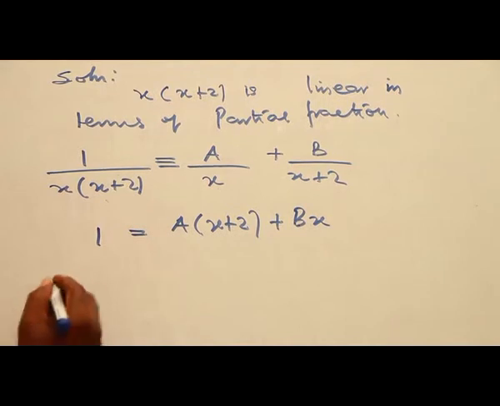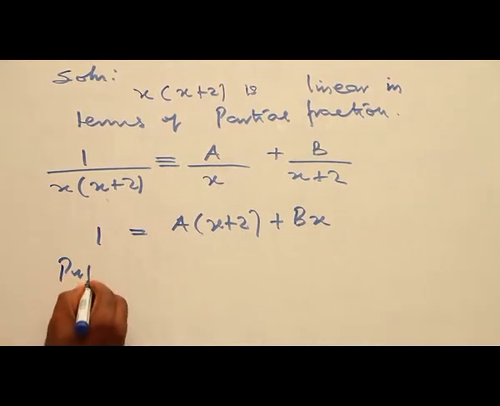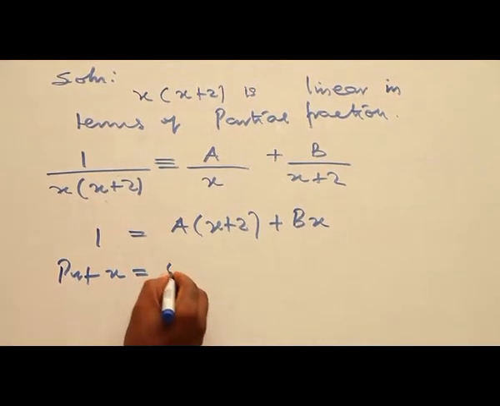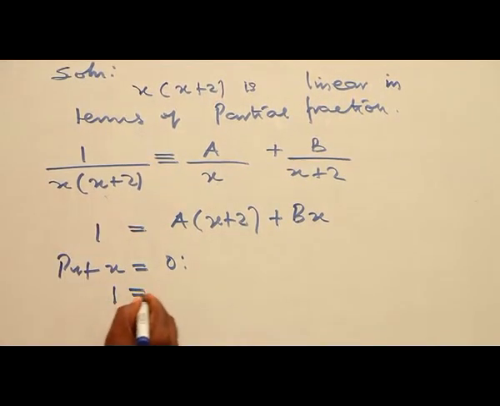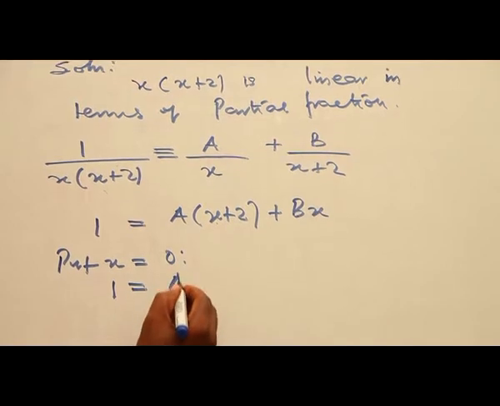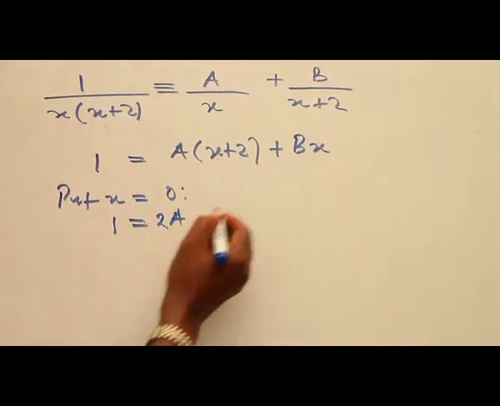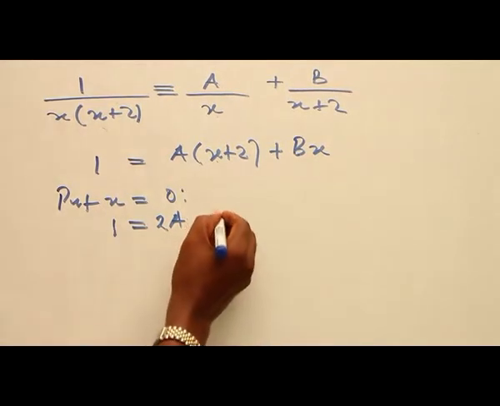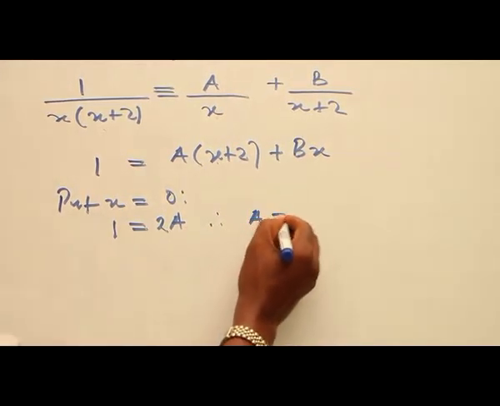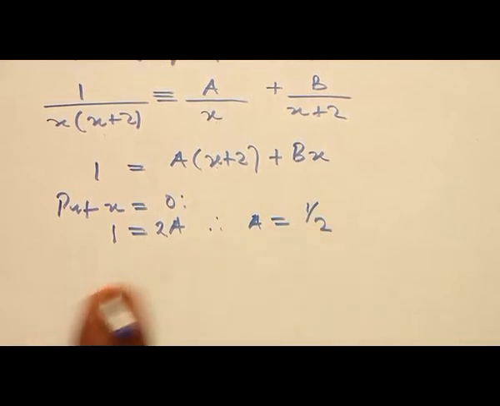And the simple thing we can do is we can now put our s equal to 0, for example. So here there is no s, so 1 will remain. S is 0, so we have A times 2, which is 2A, and s is 0, 0 times B is 0. In this regard, we can therefore have our A to be equal to 1 over 2.